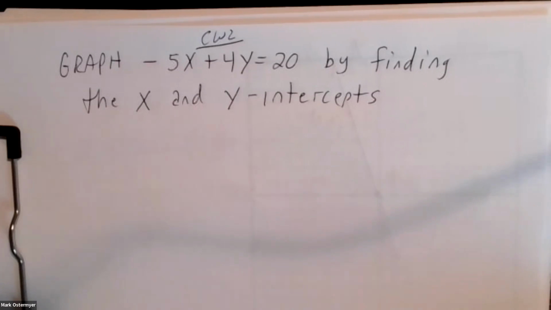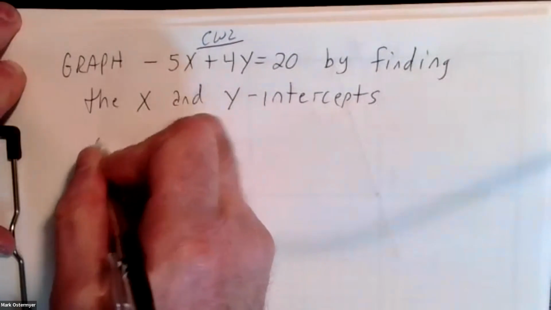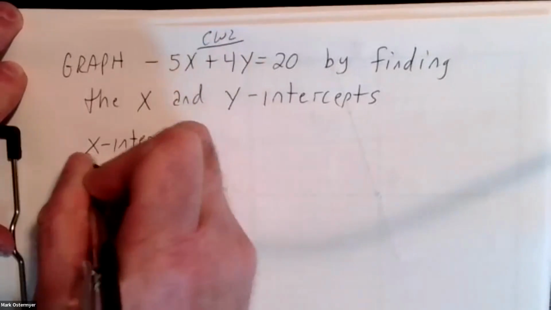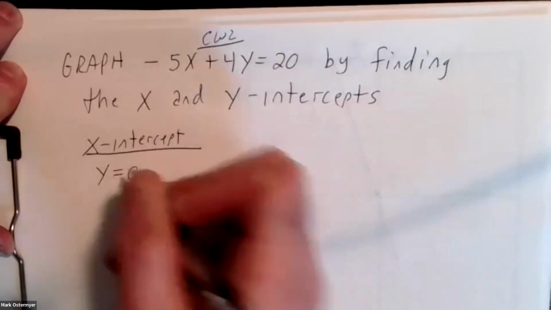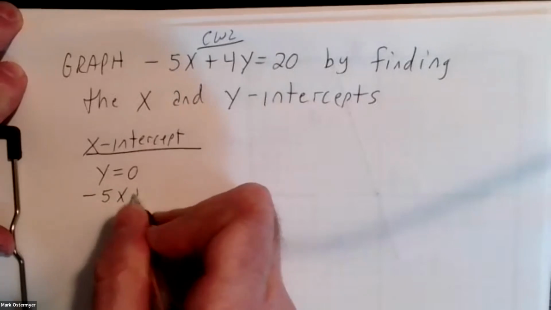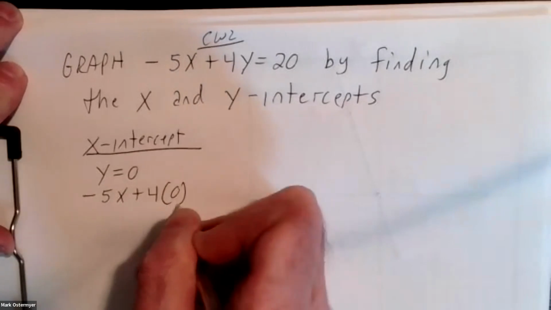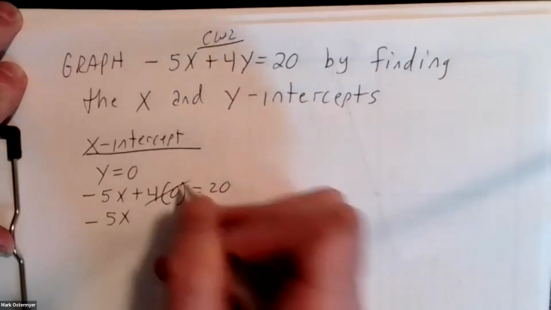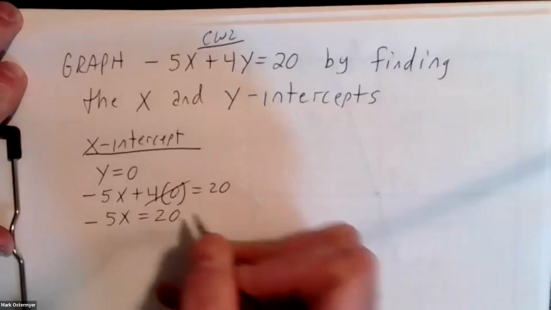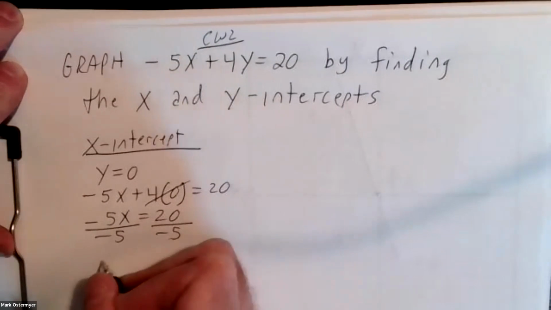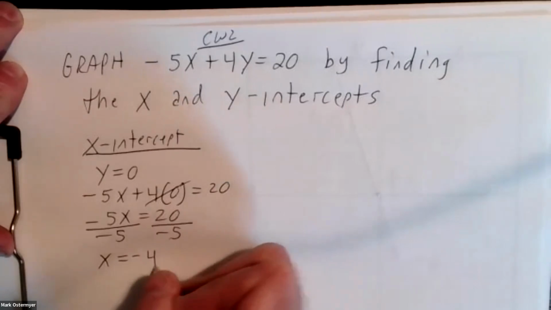All right, so let's try to find the x and y intercept for this linear equation. To find the x-intercept, we let y be equal to 0. Take 0, substitute it in for the equation, and then solve for x. This is gone. Divide both sides by -5, and it looks like the x-intercept is going to be -4.